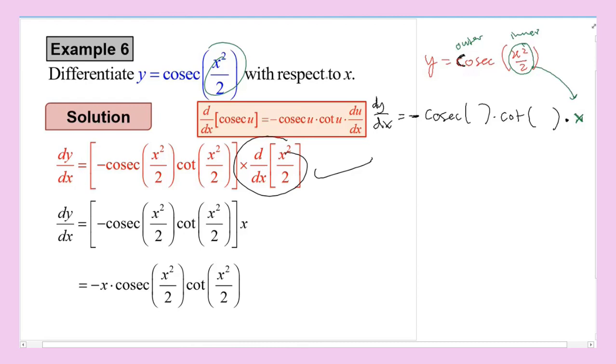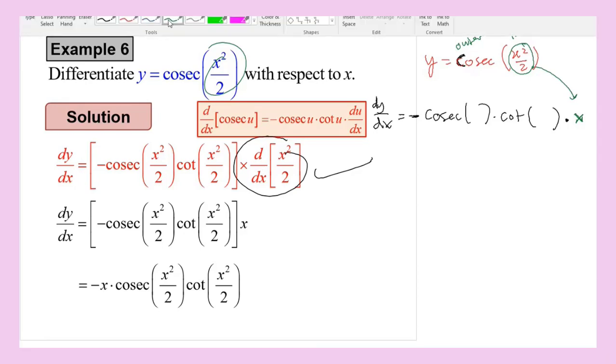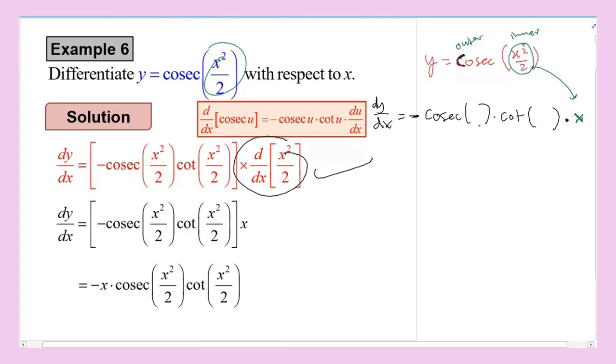For the trig part, the angle is just copied. Lastly, the inner one we differentiate. So the answer is negative x cosecant of x squared over 2 cotangent of x squared over 2. Done.